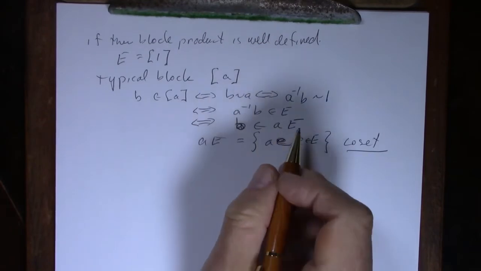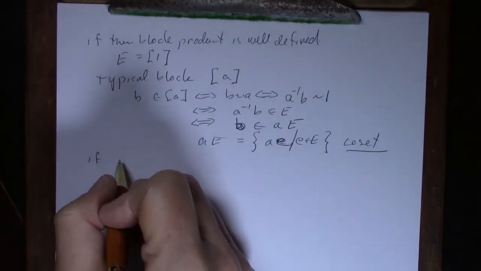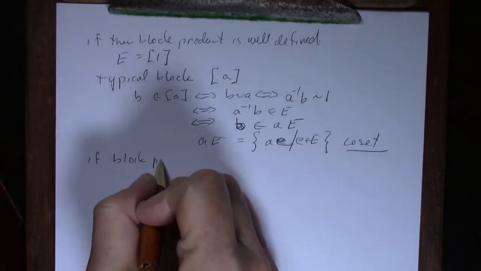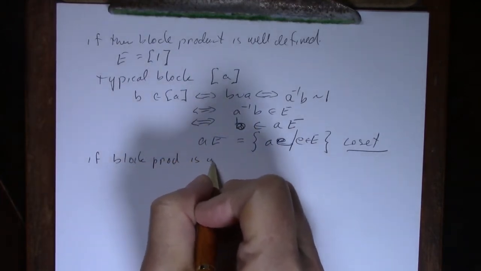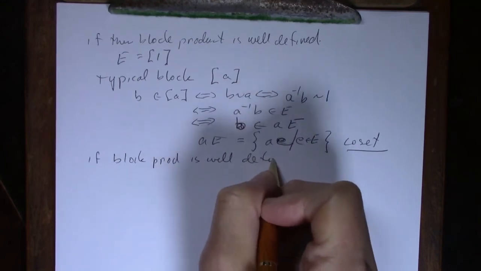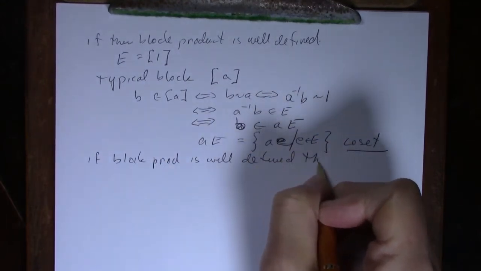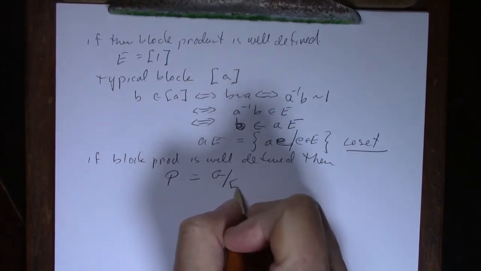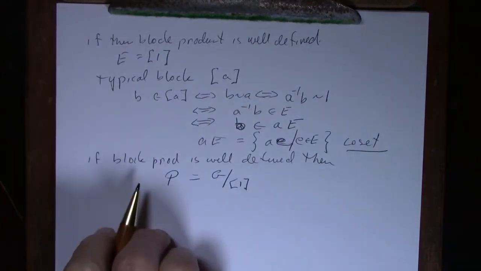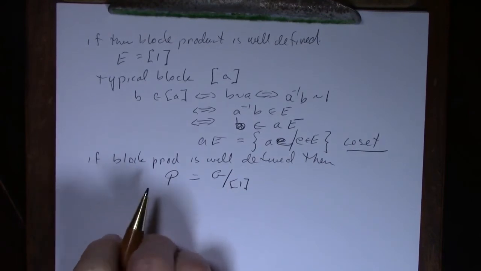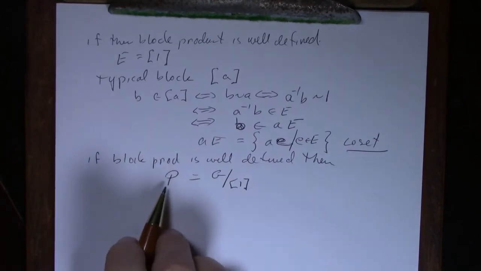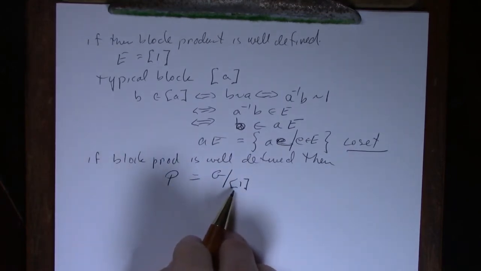So, if the block product is well defined, then the partition P must be the set of cosets of the special block. We've made huge progress here. If the block product is well defined, then the partition has to be the set of cosets of the special block.